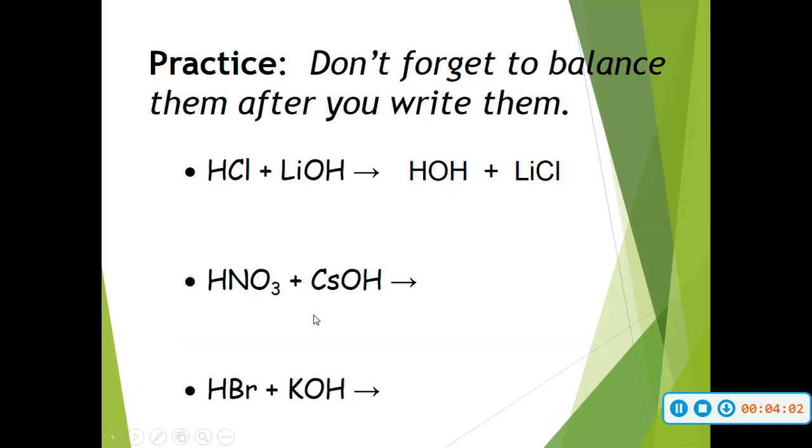For the next one, we have nitric acid and cesium hydroxide. Again, hydrogen is going to pair up with hydroxide to form water, and then our other product is going to be cesium nitrate. Cesium nitrate and water. And then lastly, we have hydrobromic acid, and it's going to combine with potassium hydroxide. Hydrogen is going to combine with hydroxide to produce water, and then potassium is going to combine with bromide and form potassium bromide. Hopefully you got all 3 of them correct.